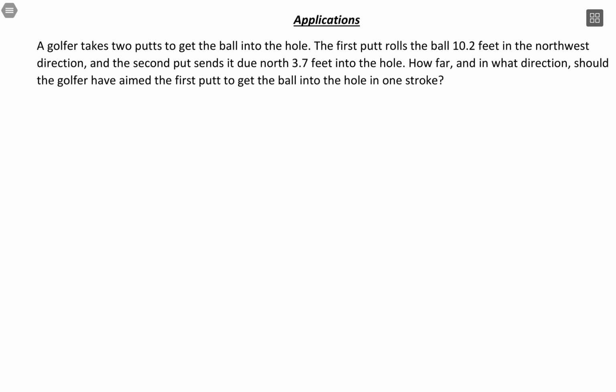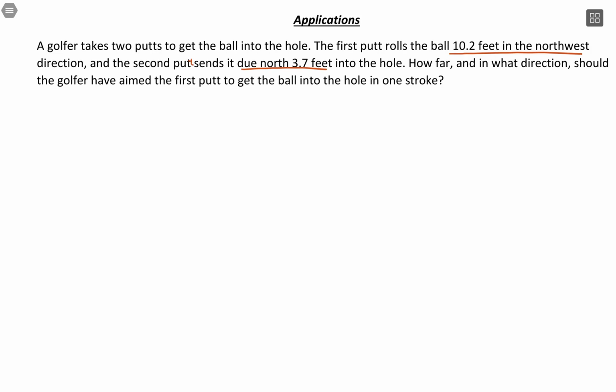Let's look at a word problem that'll lead us to using law of cosines. So we have a golfer who takes 2 putts to get the ball into the hole. The first putt rolls 10.2 feet in the northwest direction. And the second putt sends it due north 3.7 feet into the hole. So how far and in what direction should the golfer have aimed the first putt to get the ball into the hole in 1 stroke?